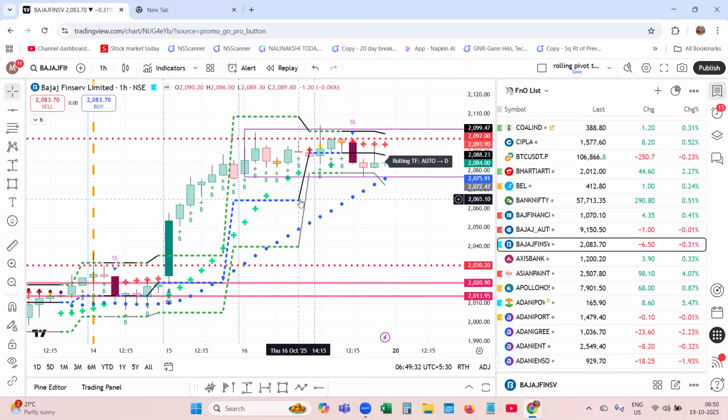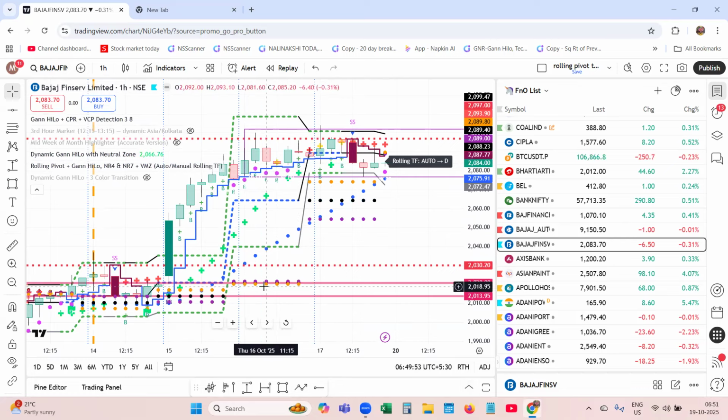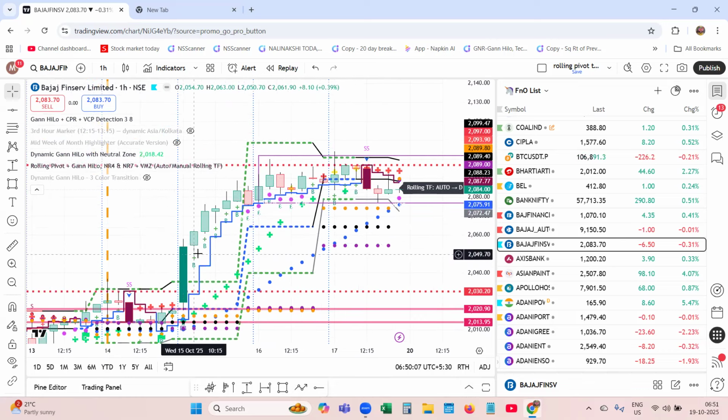So you are comfortable. It is above the daily pivot, and the Gann Hilo is supporting, and buy signals are there. There is no sell signal at all, and I am enabling this CPR. CPR gives you, see, narrow CPR. When it goes sideways, narrow CPR, it is ascending. See, CPR is also supporting, and the short Gann Hilo, if you miss the entry, will act as a stop loss, and you can enter into it.